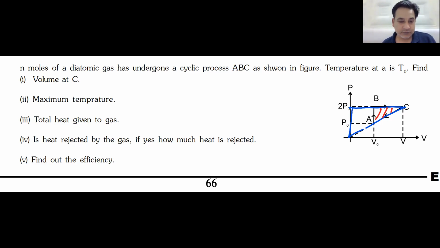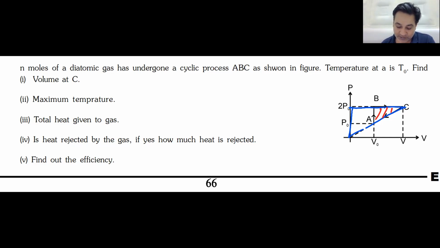Now, you gave me the maximum temperature also wrong. You told me that it was 2 T naught. It is not 2 T naught, it is 4 T naught. Do you understand this now? Yes. Pressure has become twice and volume also has become twice, so temperature has to become 4 times. Do you understand this? Yes, sir. That means the rest of the answers would be wrong as well. Well, let us not waste any time checking those.